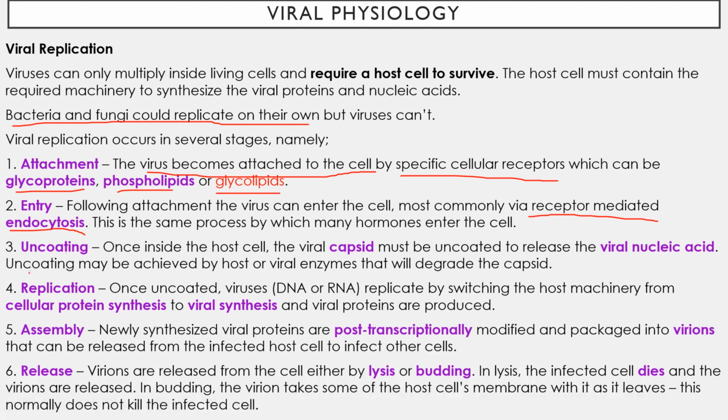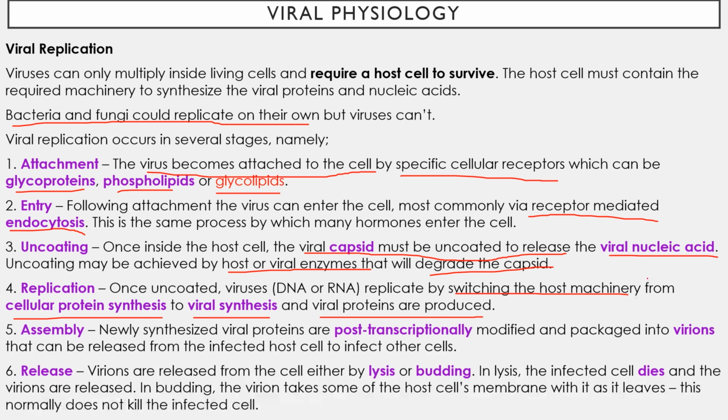Now, after entry, the virus would uncoat. When you say uncoat, the viral capsid is uncoated, releasing the viral nucleic acid. Uncoating may be achieved by host or viral enzymes that degrade the capsid. Now, once it's uncoated, replication occurs, class. What happens is that the DNA or the RNA would replicate by switching the host machinery from cellular protein synthesis to viral synthesis, and viral proteins are produced.